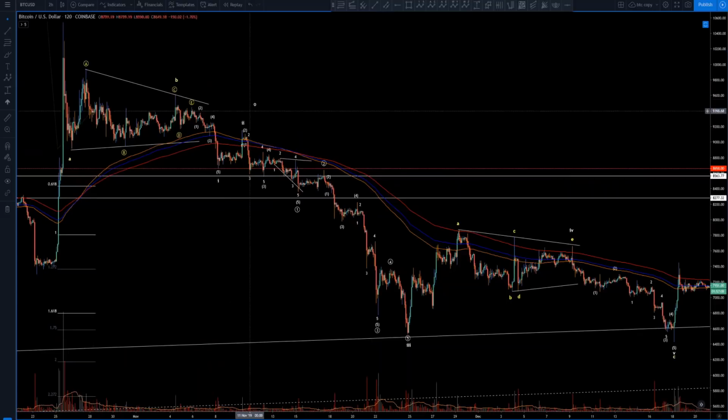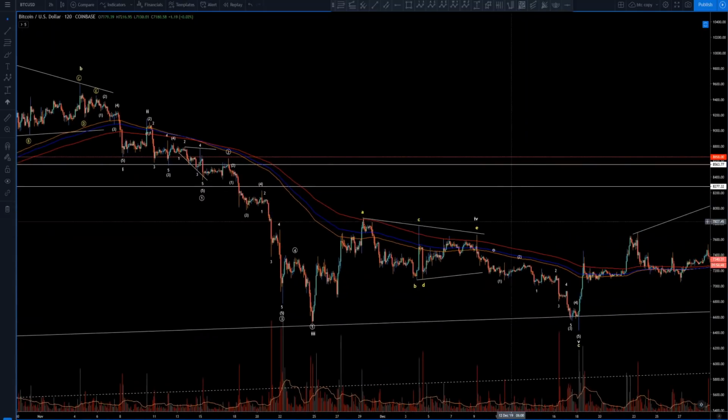This is a very difficult count to get anything, but I would have it as an A, triangle B, and then you get this 1, 2, another 1, 2, 3, 4. The third goes in here. You get this triangle fourth, and then another choppy 5 waves down. It's valid, but it is ugly as well. It's really hard to get any high probability count here.